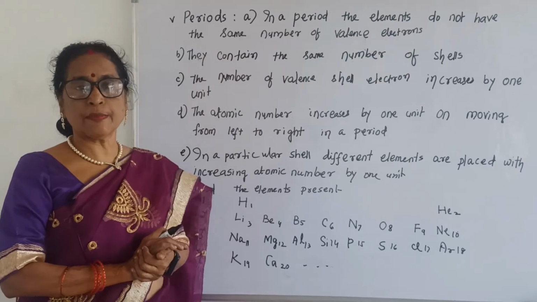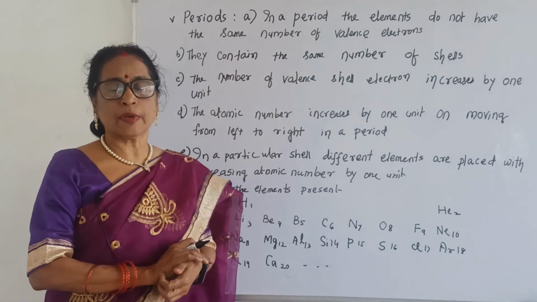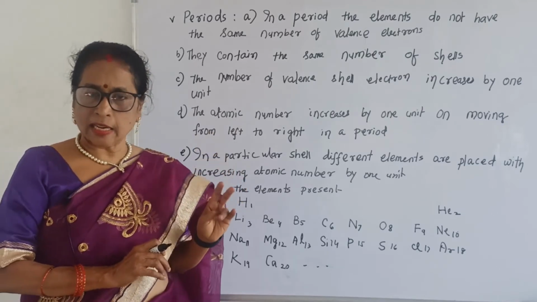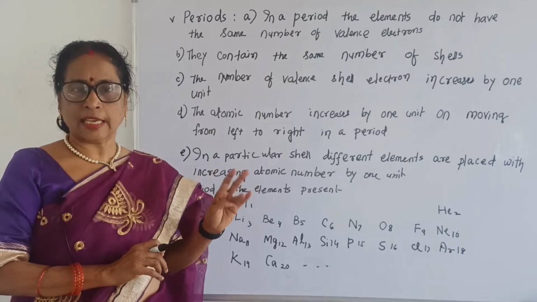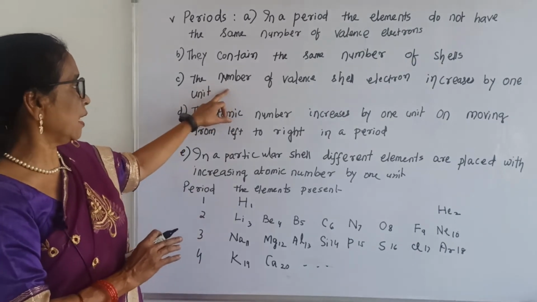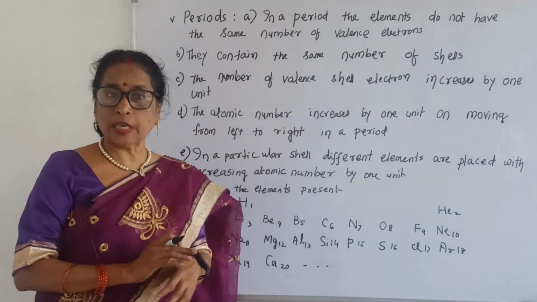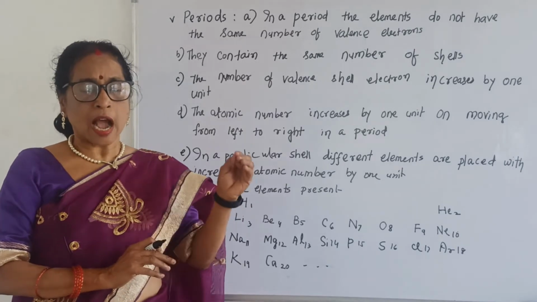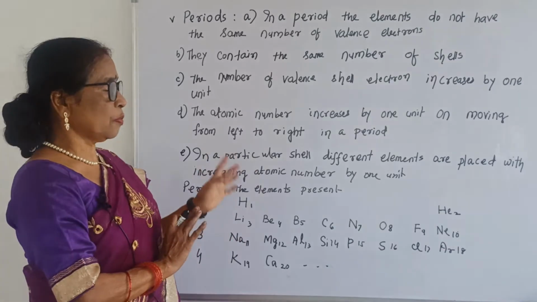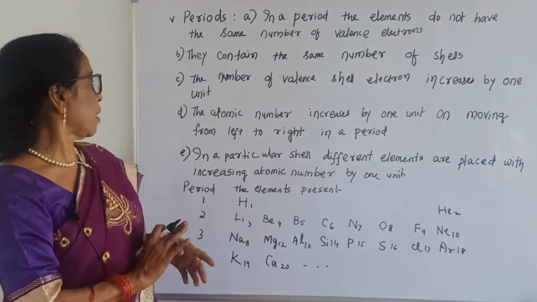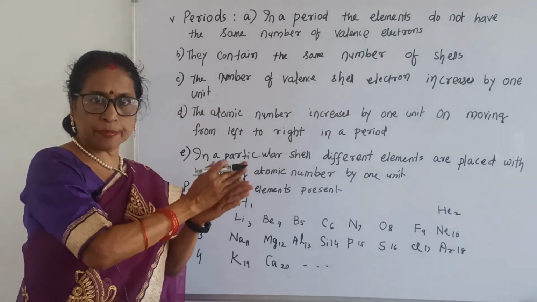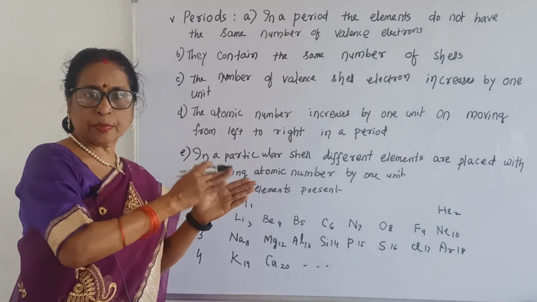They contain the same number of shells. I want to say about the shells. The shells are known as K, L, M, N, like this. In higher class you will read very well about this. The number of valence shell electrons increases by 1 unit. Why does it increase by 1 unit? Because here the atomic number increases 1 by 1 unit in the periodic table, so the valence electron also increases by 1 unit. The atomic number increases by 1 unit from left to right. The period starts from left to right.